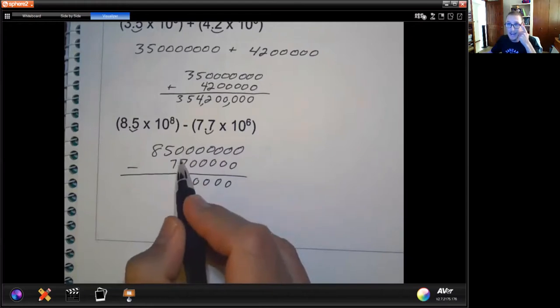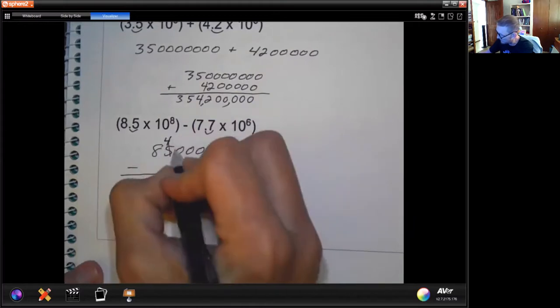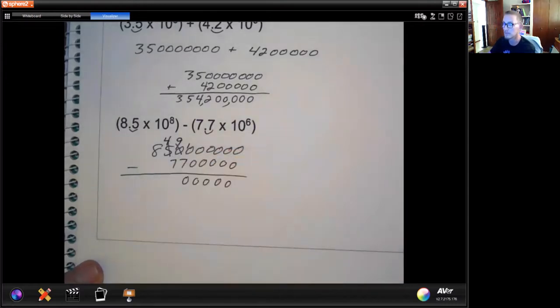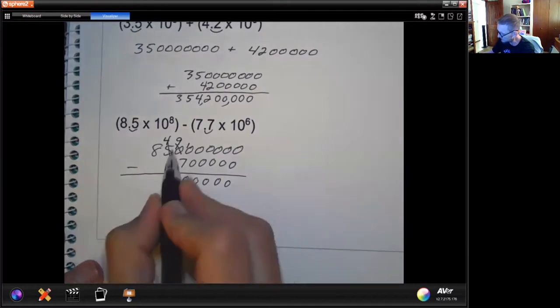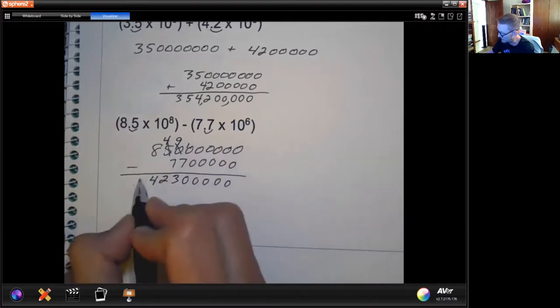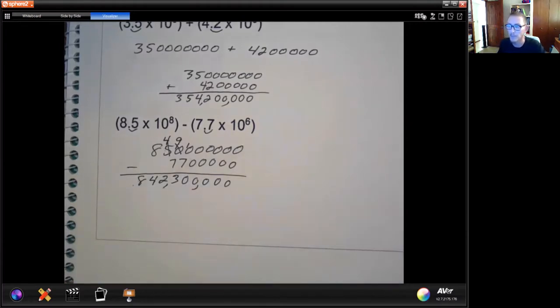0 minus 7 we cannot do, so do not write that as 7. We're going to have to borrow. Well, what I'm doing then is I'm going to go to the 5, turn the 5 into a 4. That becomes 10. I then borrow from the 10, which becomes 9, and that becomes 10. 10 minus 7 is 3. 9 minus 7 is 2. 4 minus 0 is 4. And 8 minus 0 is 8. And I'll add my commas. And I get 842,300,000. So the key to addition and subtraction is to simply turn them into regular standard notation numbers and then use your addition and subtraction skills from way back in the day.